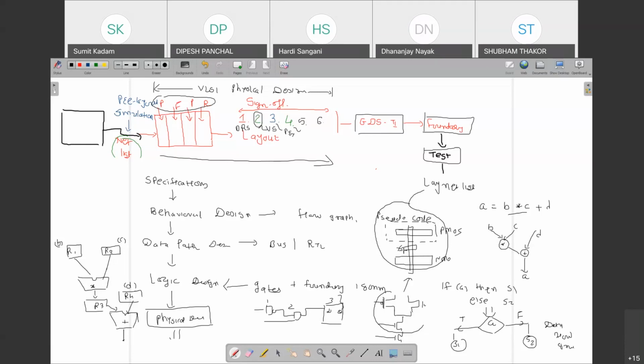So this process, the LVS process, helps to match your schematic with the layout. Whether all components are utilized or not, all connections are properly there or not, if any connection is left or not. So it is there as an LVS step, layout versus schematic. Is it fine?